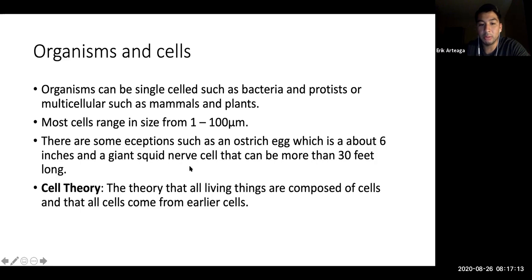That's very different. Most cells, again, are in this 1 to 100 micron size, okay, which is very, very small. You still need a microscope to observe a 100 micron cell size, okay?